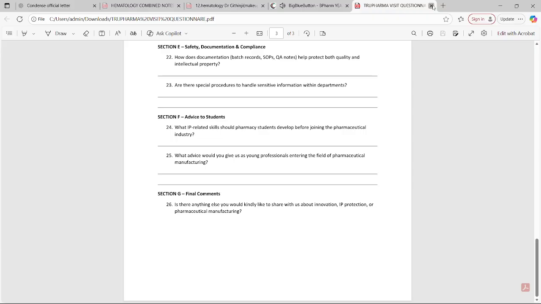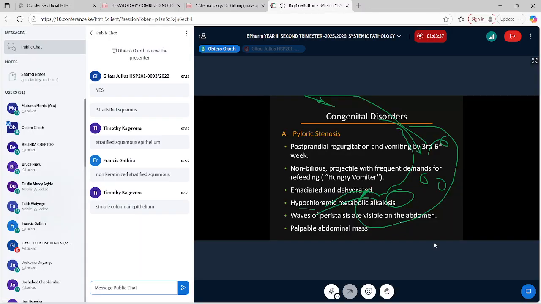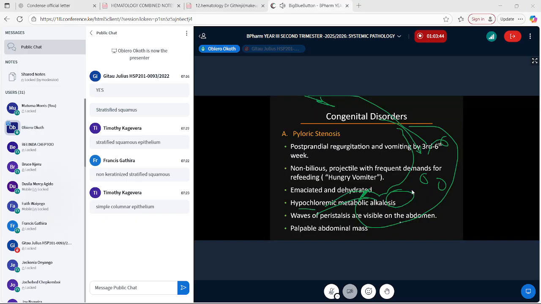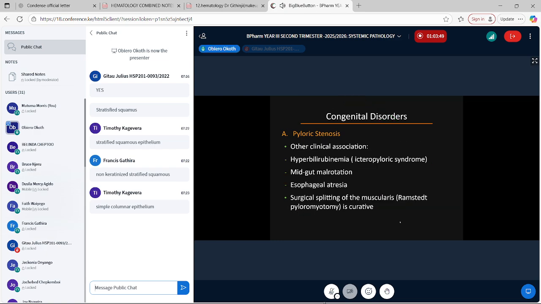And they'll have waves of peristalsis that are visible on the abdomen. There'll be a palpable abdominal mass on the pylorus. The stomach actually becomes thickened and large, and you can see that peristalsis on the abdominal wall. Sometimes they can have hyperbilirubinemia. They might have other complications like midgut malrotation. They can have esophageal atresia.